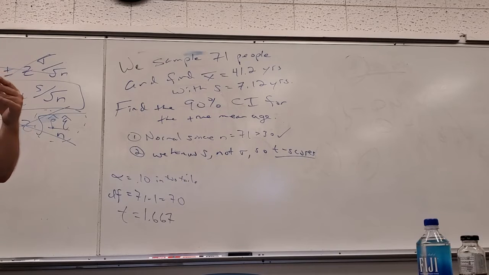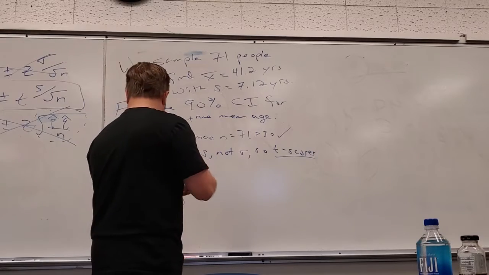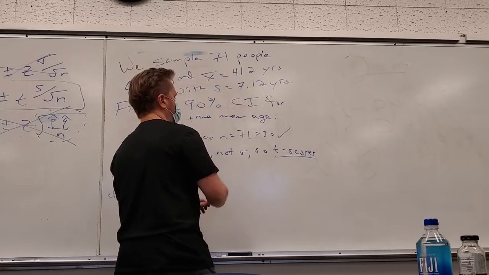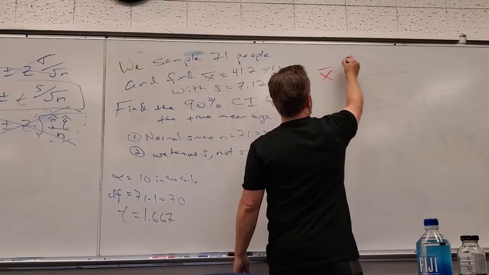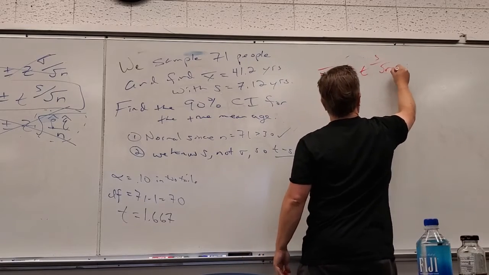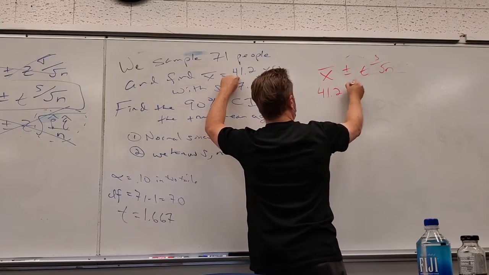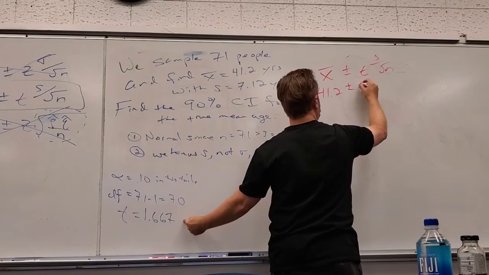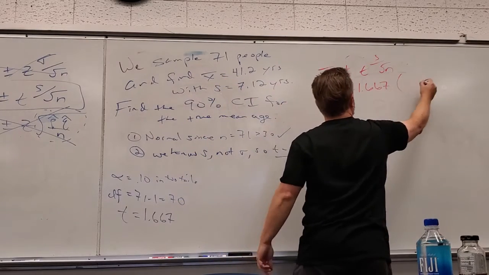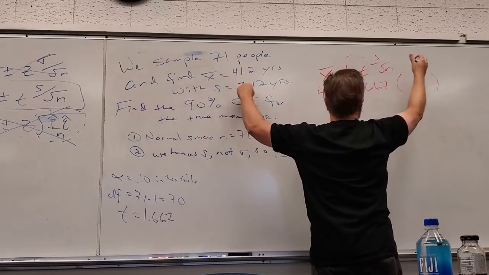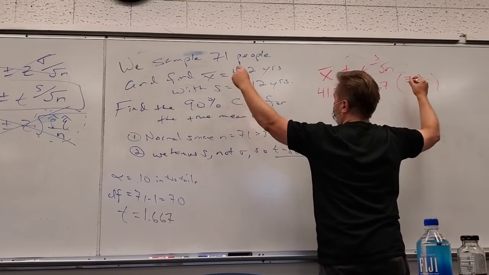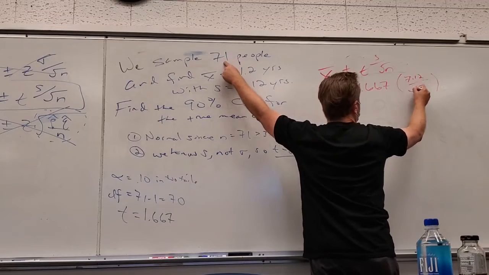So now I got everything I need. So now it's a plug and shove situation. So I got my x bar plus minus t times s over square root of n. X bar 41.2, give or take 1.667 times 7.12 divided by square root of 71.